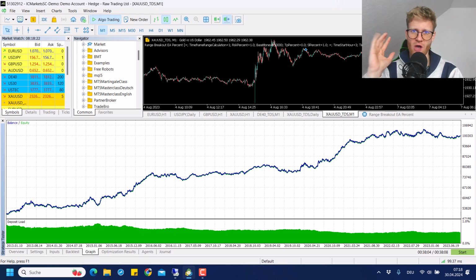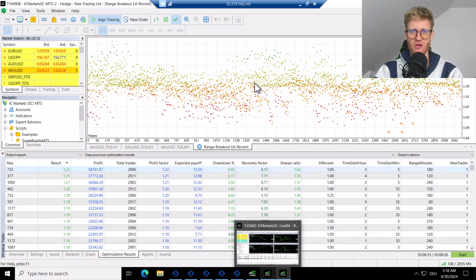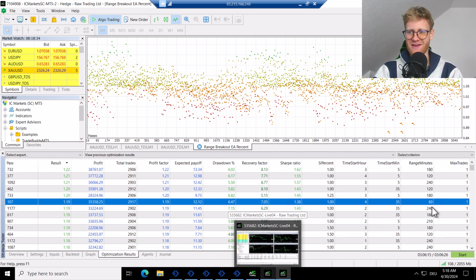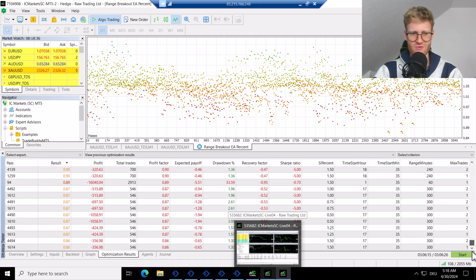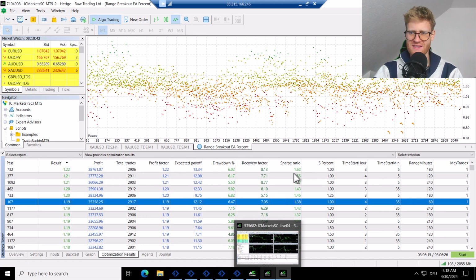Yes, of course, this is optimized. I don't know if it's over-optimized, but what I want to show you is I, of course, did a lot of tests. So I started testing on my server here, and I still have the testing results here. You can see these are, I don't know, like several thousand testing runs.